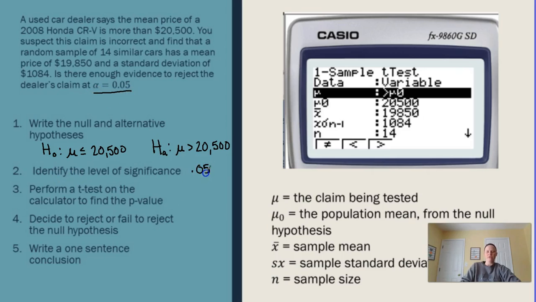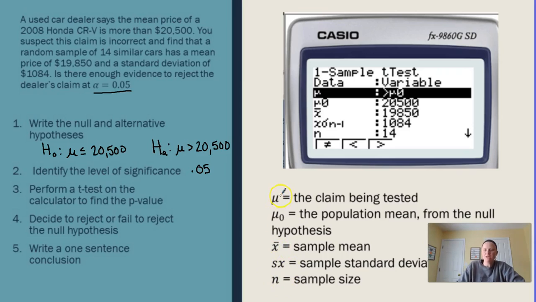Okay, identify the level of significance given to me in the problem. Alpha is 0.05. All right, perform a t-test on the calculator, and those directions were on the last screen. Over here I gave you some information. Here's kind of what the screen is going to look like, and I'm going to pull up my calculator in a second to go through it. They're going to ask you for a mean null, a sample mean, a sample standard deviation, and a sample size.